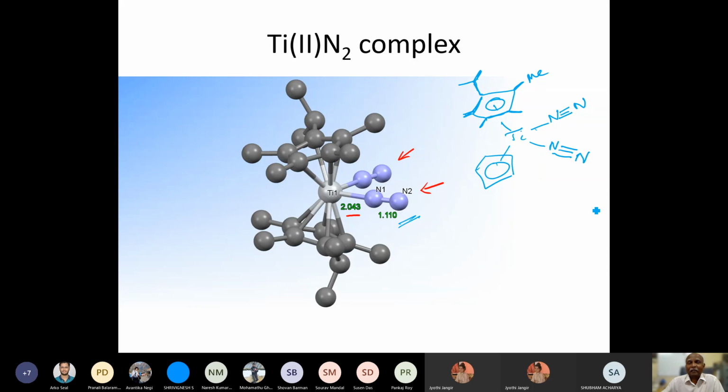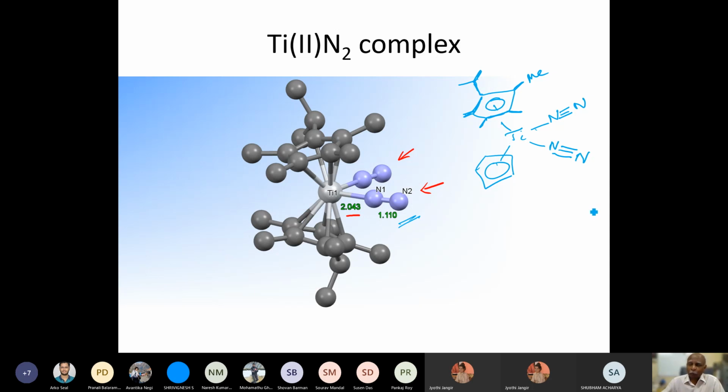Dinitrogen is not a bad ligand. In fact, it was difficult to detect because many people do their reactions under dinitrogen. So if you end up with a dinitrogen complex, you can miss it. You may not know that it has in fact interacted with dinitrogen.